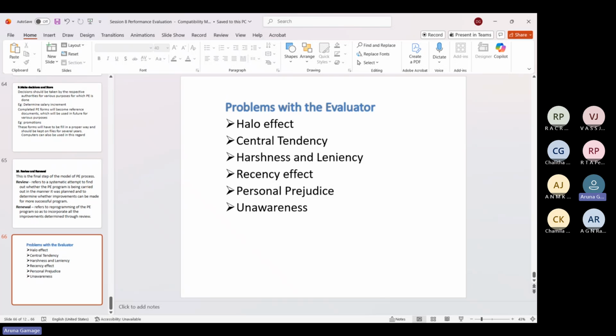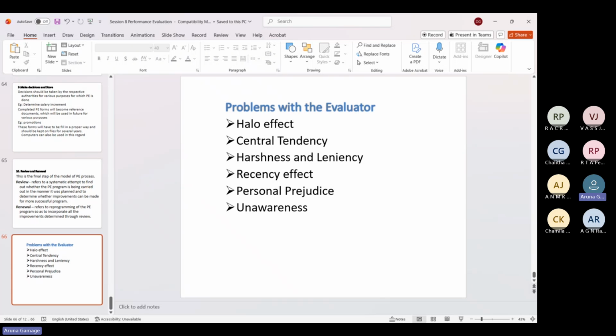Personal prejudices. That is totally discrimination. Some evaluators give high marks for employees who are coming from the same school, same university, same area, same religion, same gender, same race, nationality. That is totally wrong. So do not discriminate anybody based on caste, creed, religion, gender, etc. Give your exact evaluation. Otherwise, it is wrong.